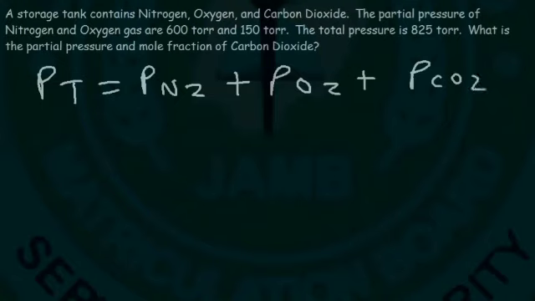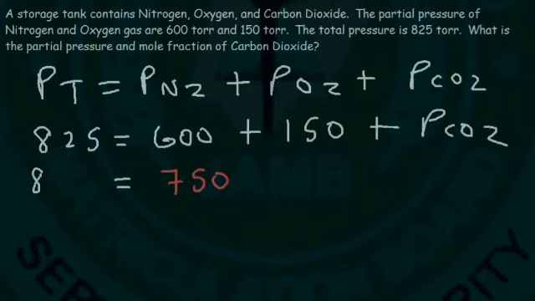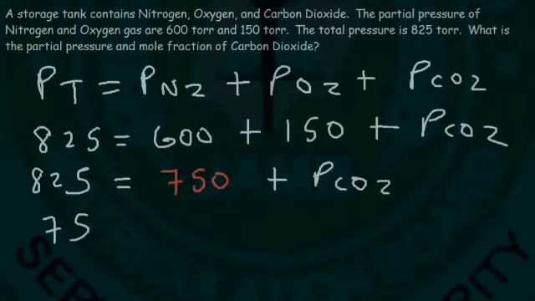Now we know that the total pressure is 825. The partial pressure of N2 is 600, and for O2, it's 150. So let's solve for the partial pressure of CO2. 600 plus 150 is 750. So the partial pressure of CO2 is going to be 825 minus 750, which is 75 torr.